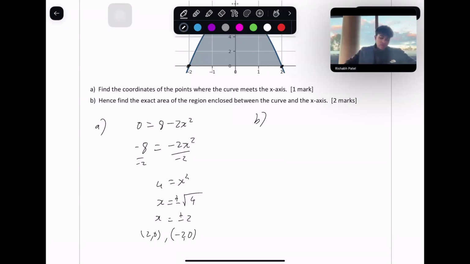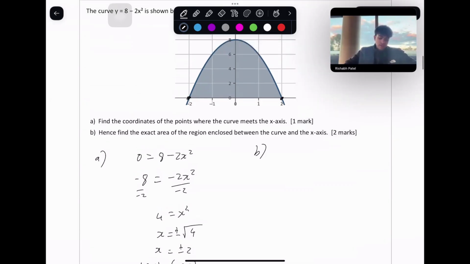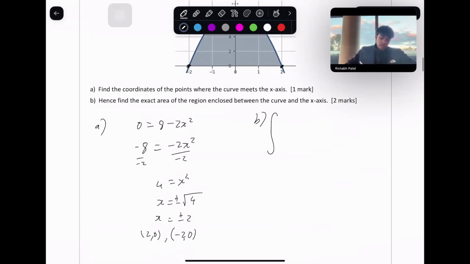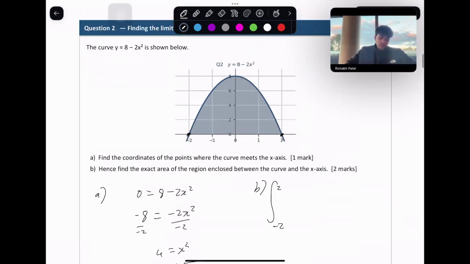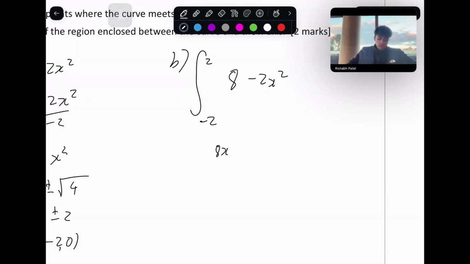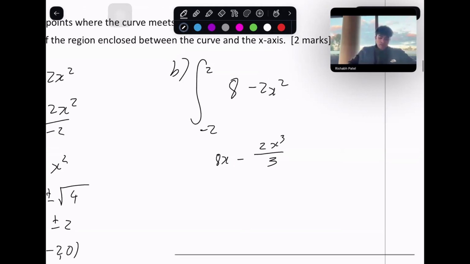Now they want us to find the exact area of this region as well. So now that they've asked us to find out the x values, that's where the bounds will kick in, and we solve for the range of negative 2 to 2 for the function. Integrate that, we get 8x minus 2x cubed on 3, again using the same power rule. And this time we sub in 2 and negative 2.